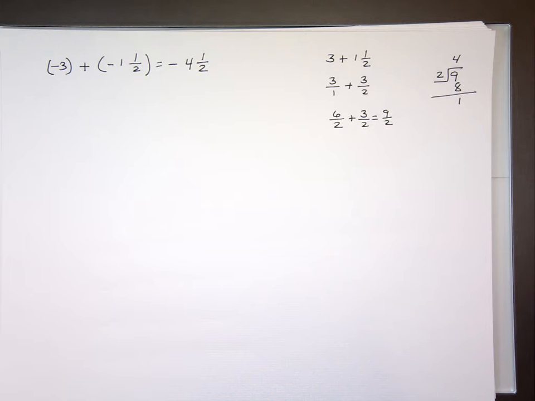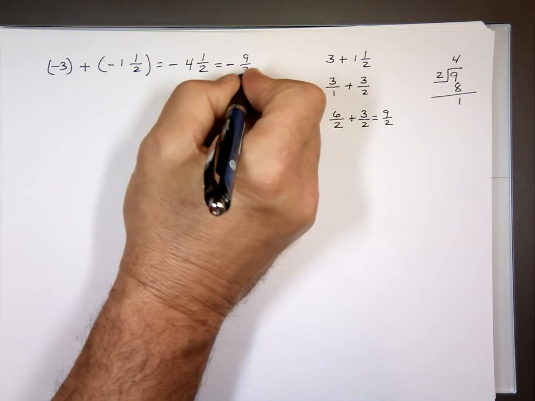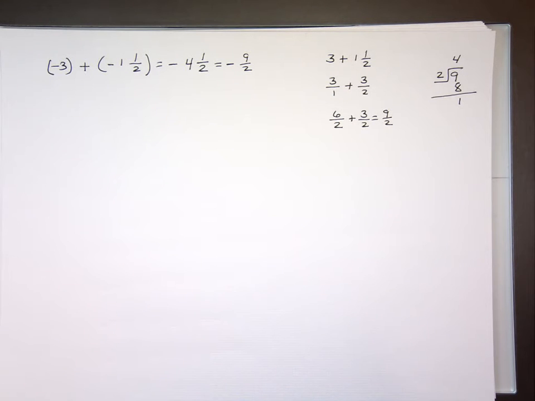If this is written as a simplified fraction, I'll go negative 9 over 2. Okay. If this is to write the answer as a mixed number, I'll put negative 4 and 1/2.